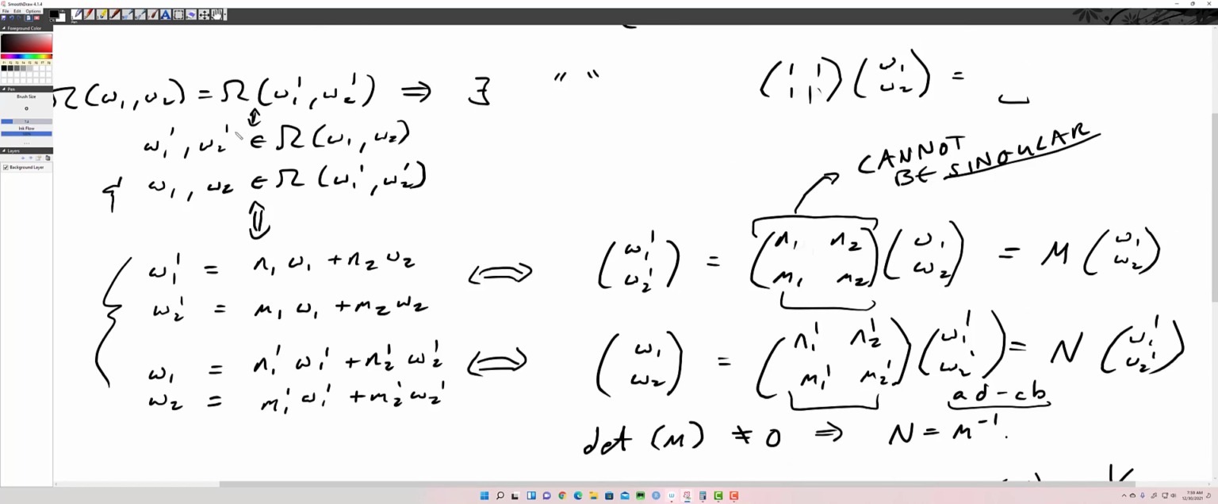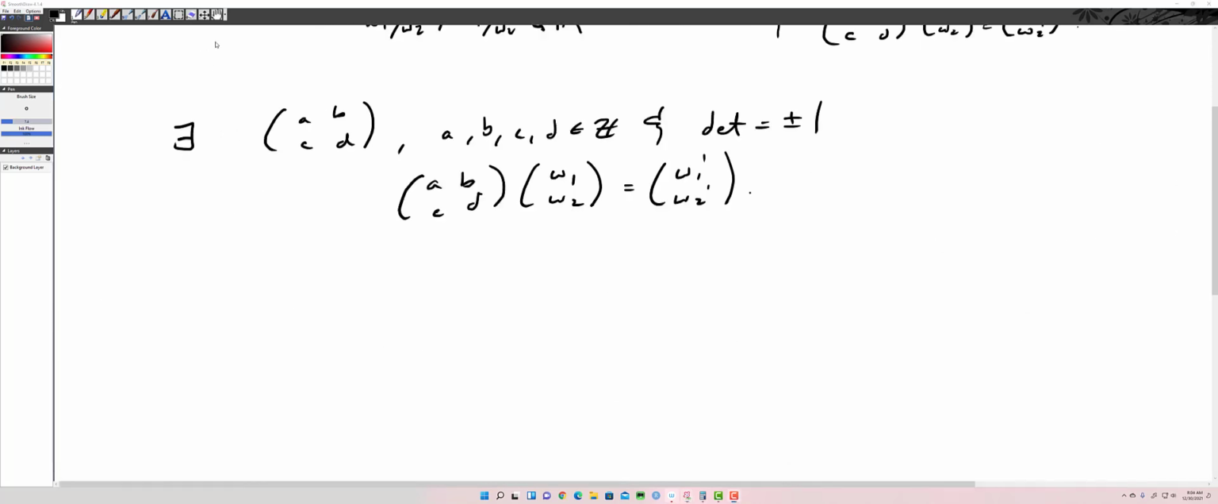Okay, so the other direction looks pretty similar. The first thing to note here is that the set of all matrices of this type forms a group G under multiplication. This is pretty easy to see. I'm not even going to take time to prove it.